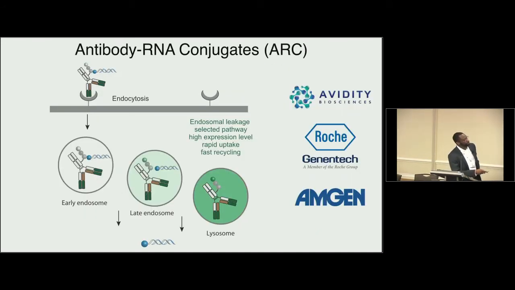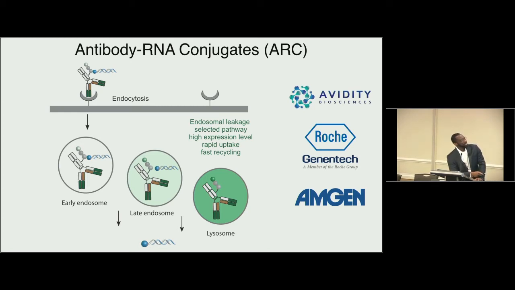All right, so ARCs. Here's what we want to do. Take an antibody, conjugate an RNA to it, an siRNA to it with some sort of cleavable bond. Maybe it's cleavable, maybe it's not. We'll talk about that later today. In fact, I think cleavable is not the way to go when making these kinds of conjugates.